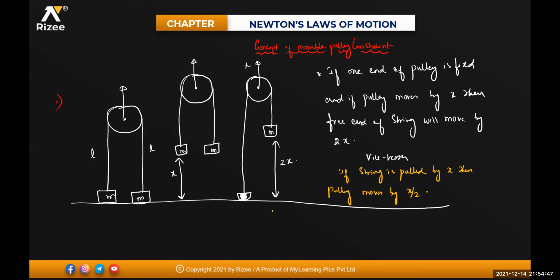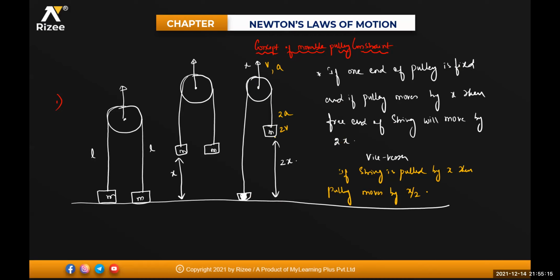So if it is moving with velocity v, this will move with velocity 2v. If it is moving with an acceleration here, this will move with an acceleration of 2a, like that. Clear? Is this point clear, beta? If one end of the pulley is fixed and if the pulley moves by x in the upward direction, then the free end will move by a distance of 2x. If I differentiate this, we'll get velocity. If I differentiate the velocity, we'll get the acceleration.